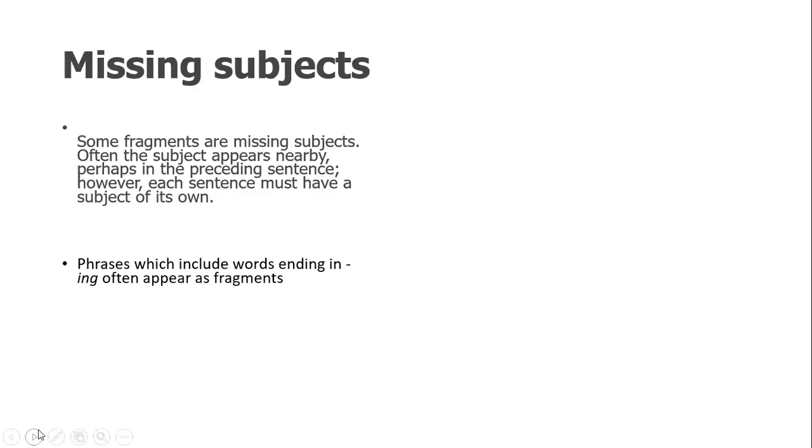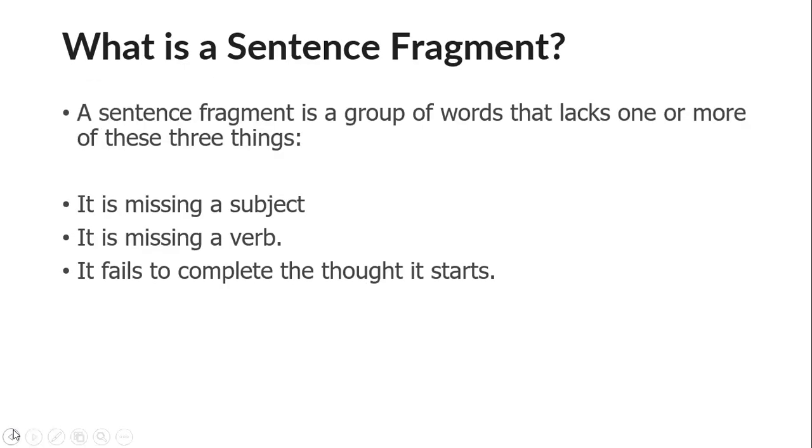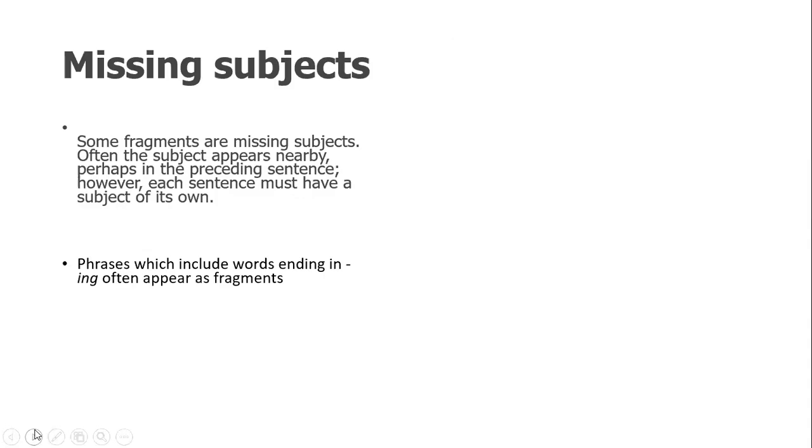Absolutely. Good. Now let's talk about each type. What will happen if the subject is missing? How do I identify that my given statement is missing the subject? As you can read, some fragments are missing a subject. Often the subject appears nearby, perhaps in the preceding sentence. However, each sentence must have a subject of its own, right?